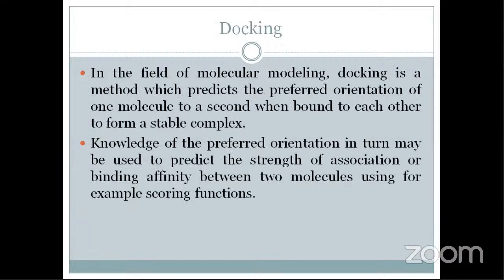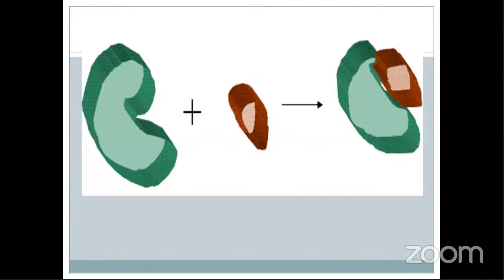So docking, I will not go further. These are the particular figures that were explaining it. So I will come to the other aspect of drug designing.